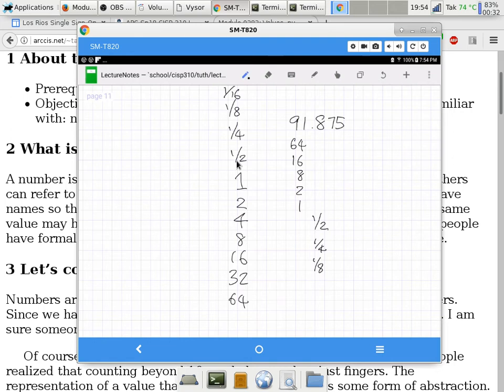So we got one of these, 0 of the 32, right? One of the 16, one of the 8, 0 of the 4, 1 of the 2, 1 of the 1. And then on the other side, we got 1/2, 1/4, 1/8, and 0 of the 16th. That's a binary number. You just have to tilt your head a little bit.